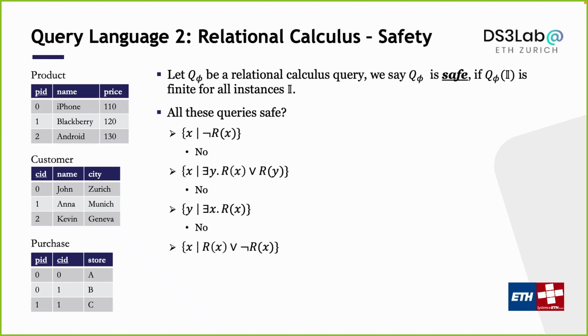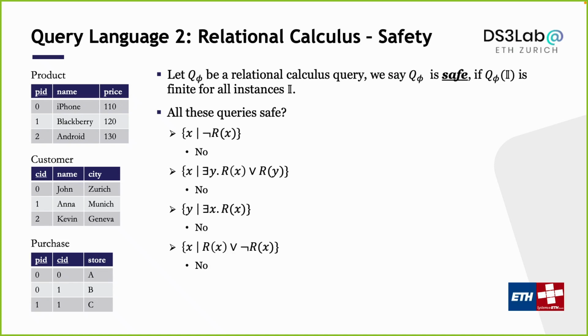And what about this one? You have Rx or not Rx, right? It's not safe, right? Because whatever value you put for X, it is always true. So these are a whole bunch of queries that are actually not safe.